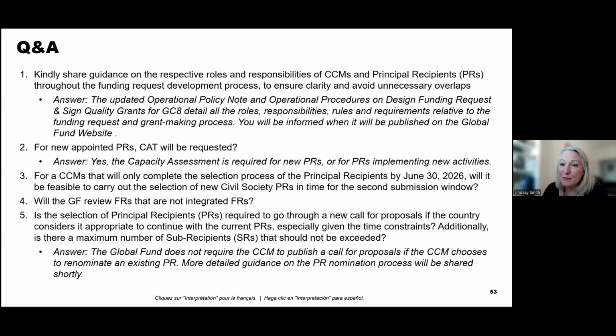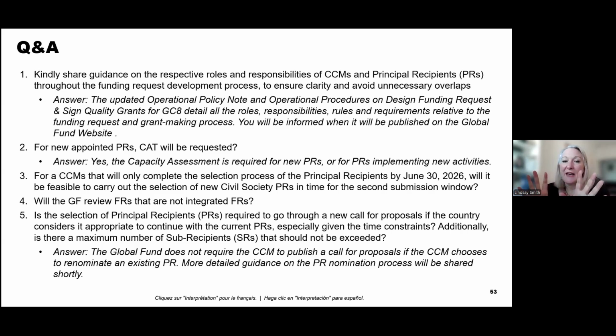For newly appointed principal recipients, will a capacity assessment be requested? The answer is yes. The capacity assessment is required for new principal recipients or for principal recipients implementing new activities. Next question. For a CCM that will only complete the selection process of the principal recipients by June 2026, will it be feasible to carry out the selection of new civil society principal recipients in time for the second submission window?